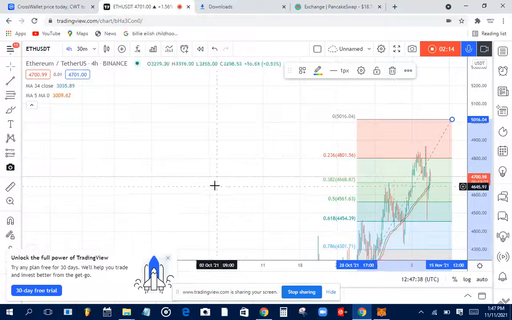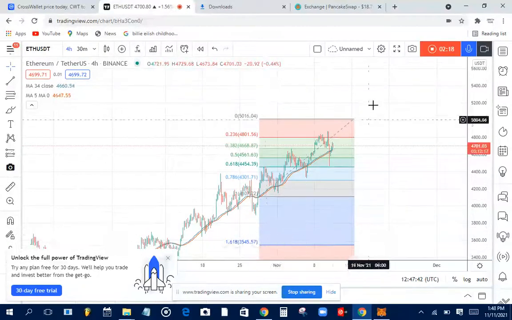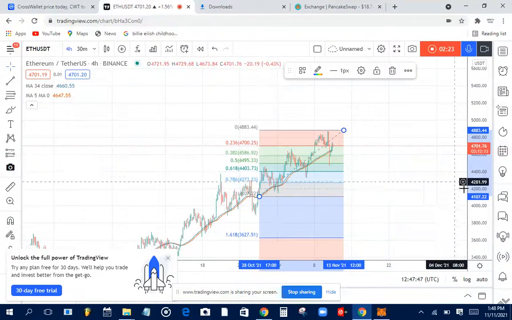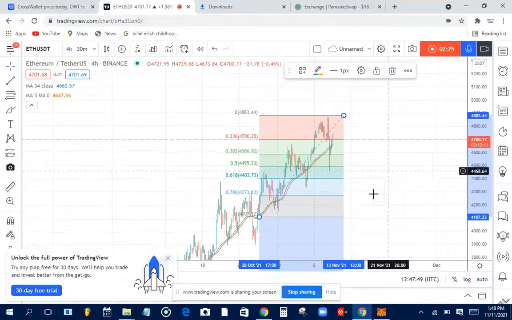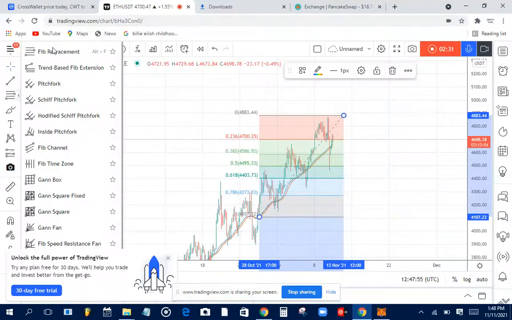So first thing first, you need to know that we are going to be touching support and resistance. So please write that down: support and resistance. Then after support and resistance, we talk about Fibonacci retracement. When you come here, there are a lot of Fibonacci tools right here, but we're using the first one called Fibonacci retracement. This is it right here.